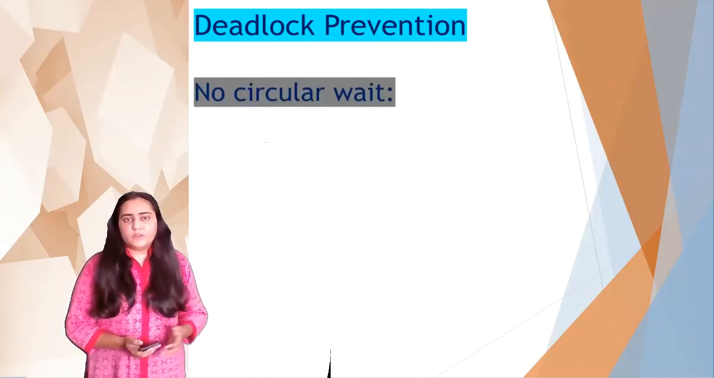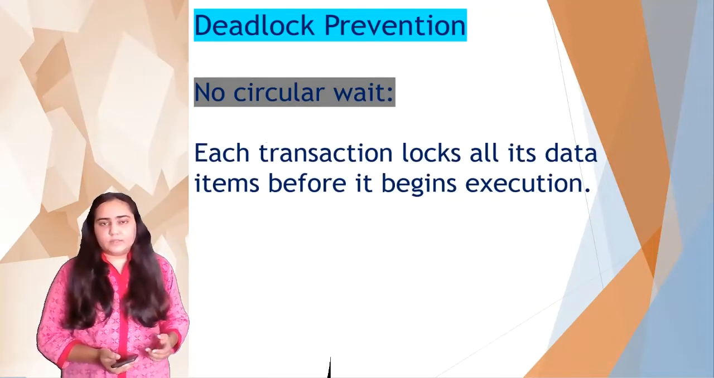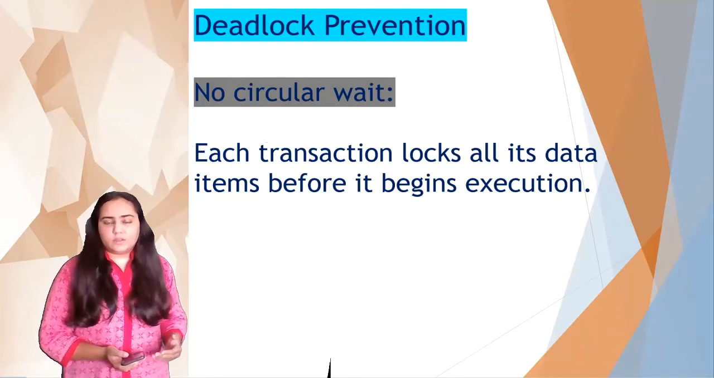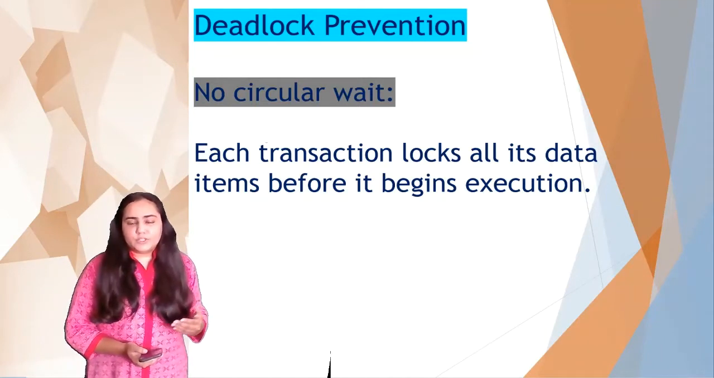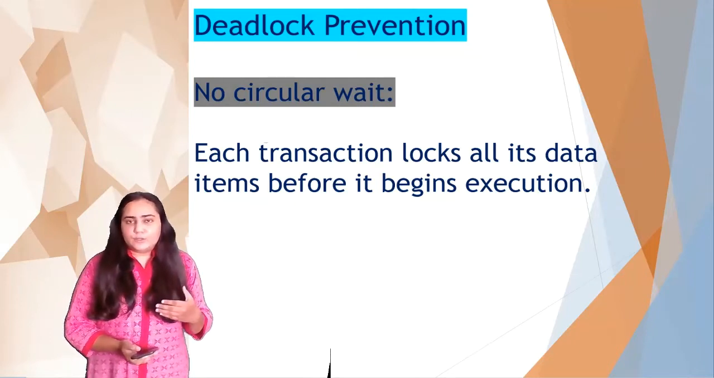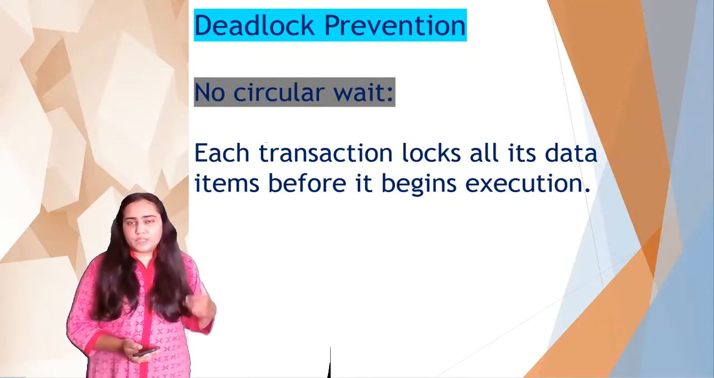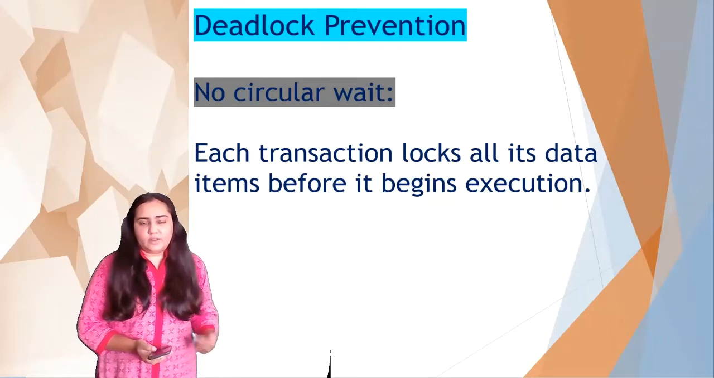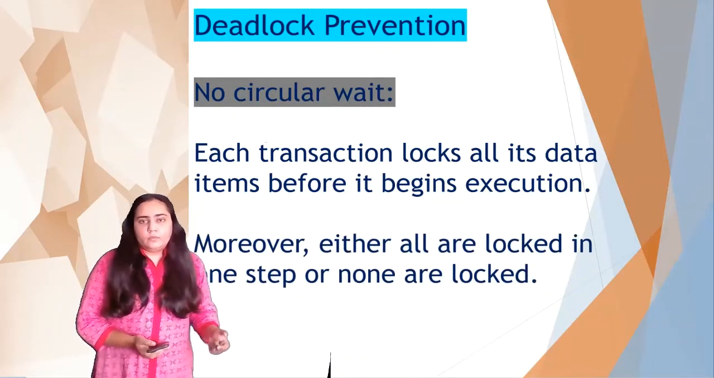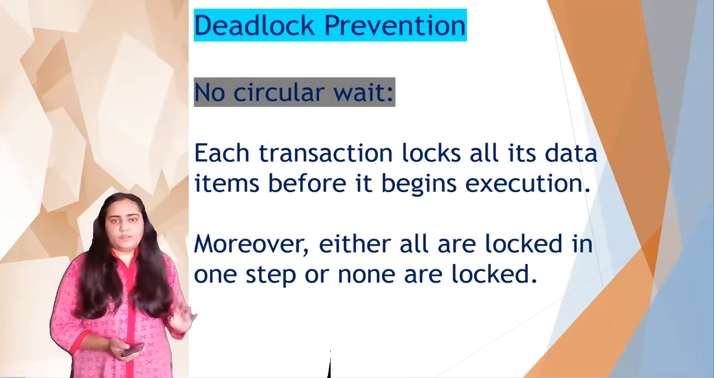The first one is known as the no circular wait technique. In this technique, before the transaction begins, it obtains all the locks on all the data items that it needs. So if the transaction knows that it's going to require data items A, B, C, D, E, then it's going to first obtain the locks on all of A, B, C, D, E, and then it will begin. Otherwise, it won't begin. So either all the items are locked in one step or nothing is locked.